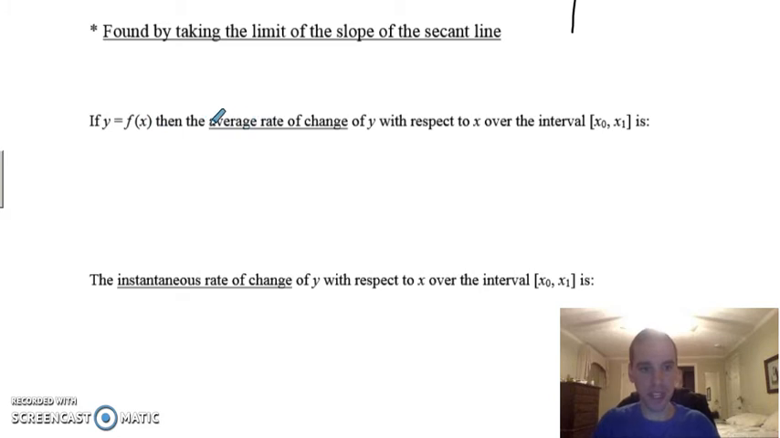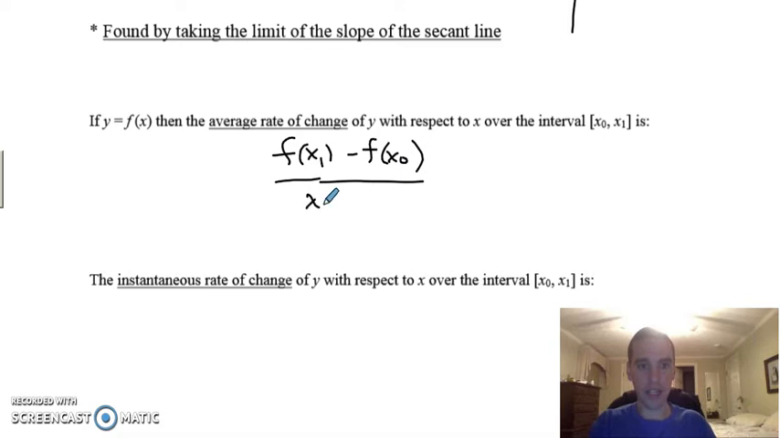So, if y equals f of x, then the average rate of change with respect to x over that interval is f of x1 minus f of x sub 0 all over x1 minus x0. That's all it's saying: the change in y over change in x. This is the slope. That's the average rate of change.